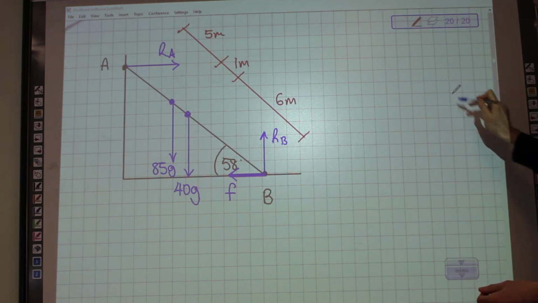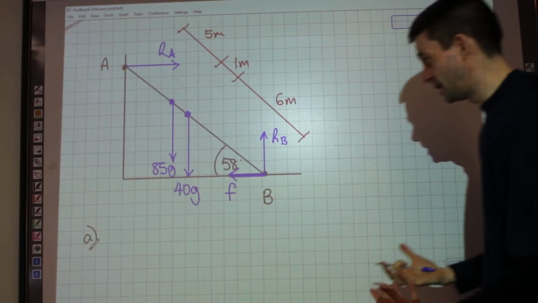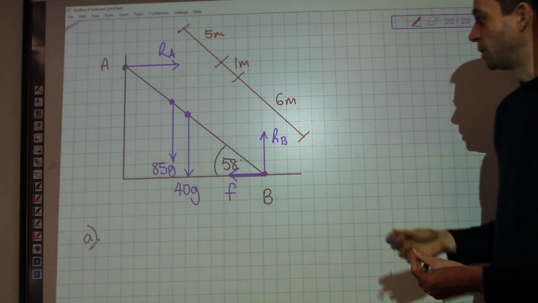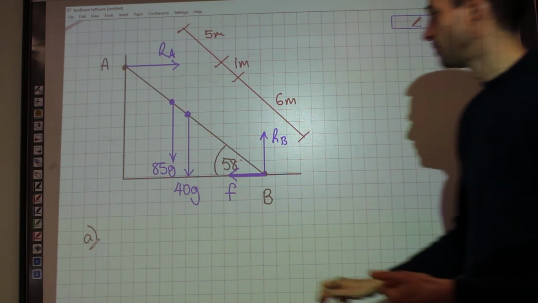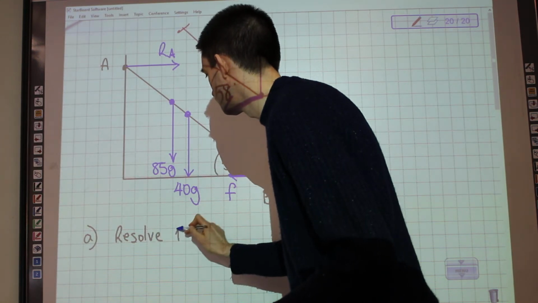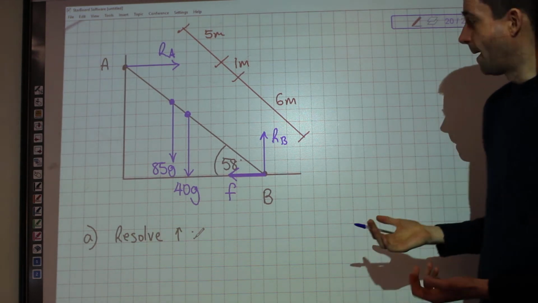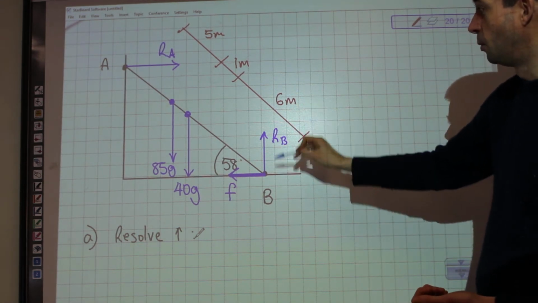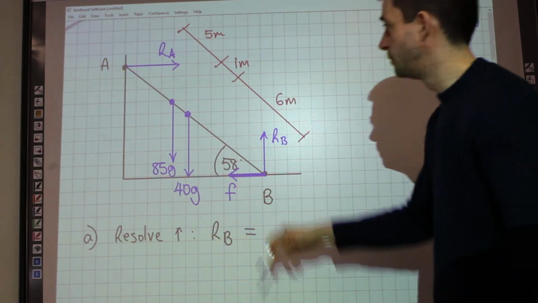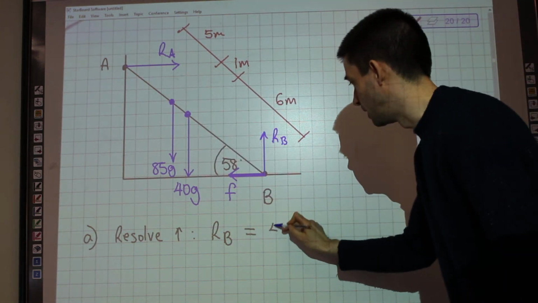Now, if we remember that we always have three things that we do. We do moments, we resolve vertically, and we resolve horizontally. Now, let's look at what's happening vertically, first of all. If I resolve vertically, I can see that this is actually quite nice. The only force acting upwards is the reaction at B, and the two forces acting downwards are the weight of the ladder and the weight of the man standing on the ladder.